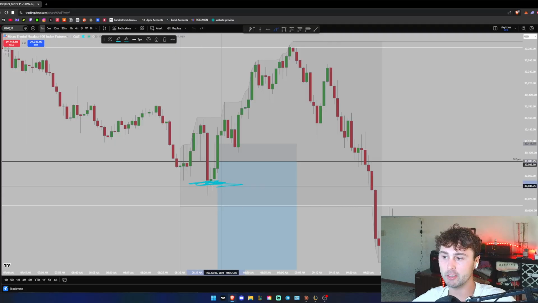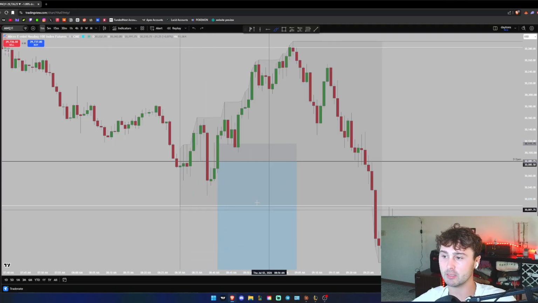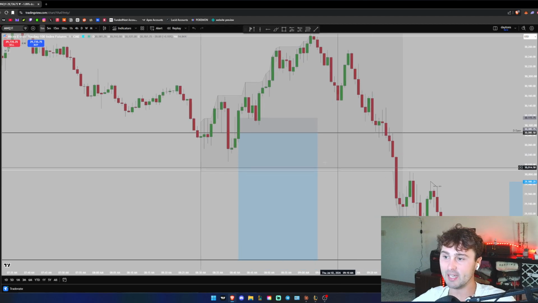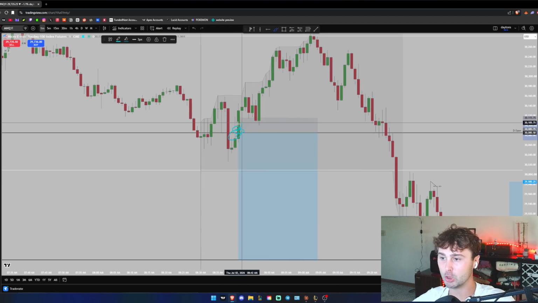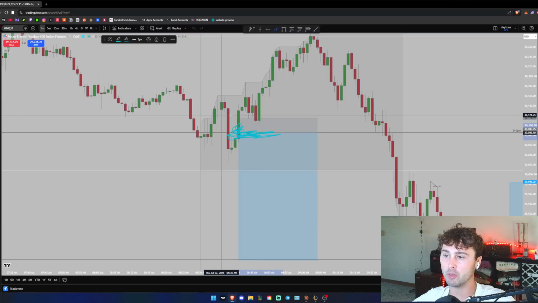I kind of wanted to mark it in right here and just take continuation shorts to the downside, but this is a huge candle. My stop loss would have had to be massive. So I didn't want to take that trade either. So instead, all I did is I literally just placed my entry right here on the retest of daily open with a 30-point stop loss and to short down to the overnight low, right?